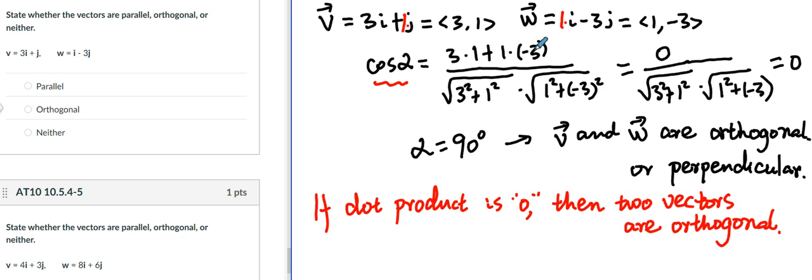And we can see here 3 times 1, plus y times y, here is 1 times negative 3. The numerator is 0. The denominator is the length of v times the length of w, and it doesn't matter what values the denominator ends up with. If the numerator is 0, you get 0. The numerator here is actually what? It's actually the dot product.